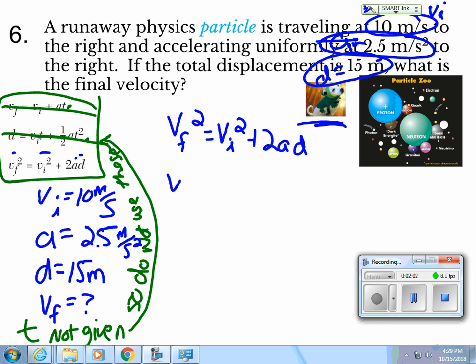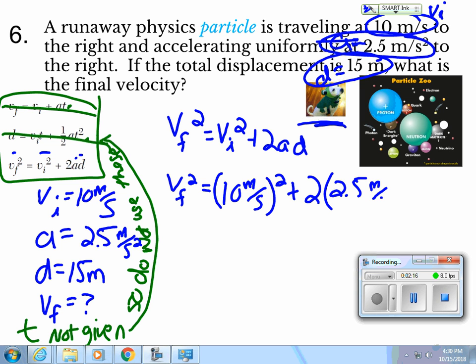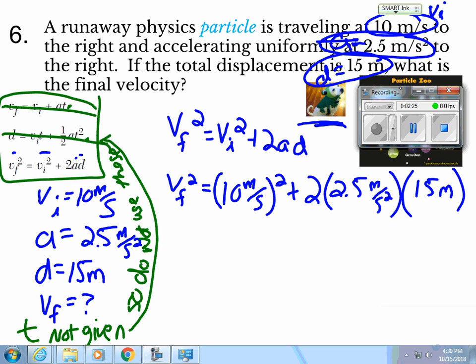I do not know my V final squared. My V initial is 10 meters per second, and I square everything, plus 2 times 2.5 meters per second squared times my distance. My distance is 15 meters. All right, so something you want to watch out for is, don't forget that when you square the 10, the meters get squared and so does the seconds.